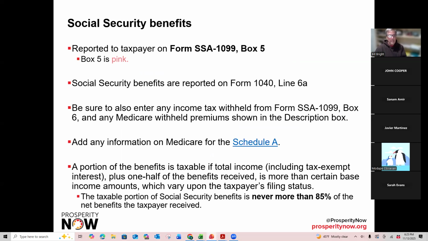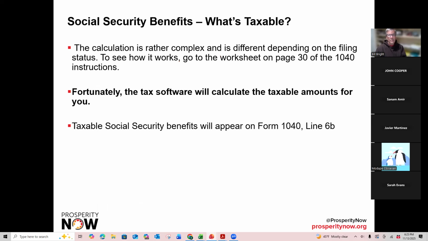Again, the Medicare premiums. The bottom part there, the taxable portion of Social Security benefits is never more than 85% of what the taxpayers receive. That actual calculation is rather complex, but the software will do all the work. You don't have to really figure that out. It's a combination of other income, of non-taxable income like tax-free interest and other things, and whether or not they're filing jointly or single.